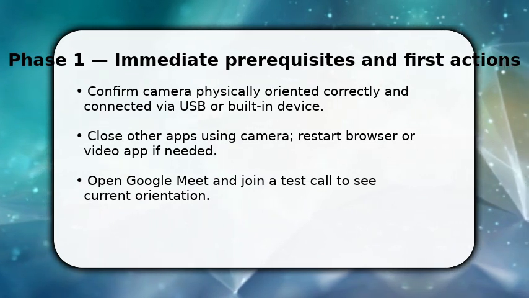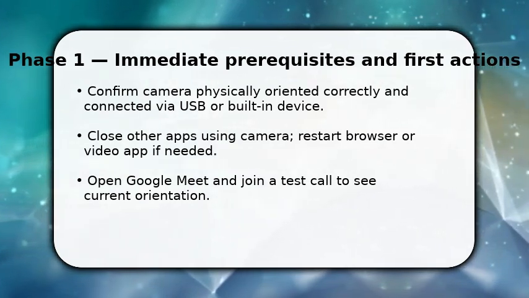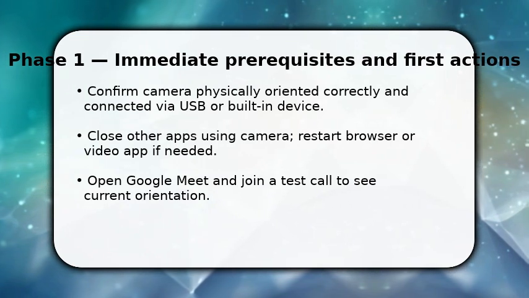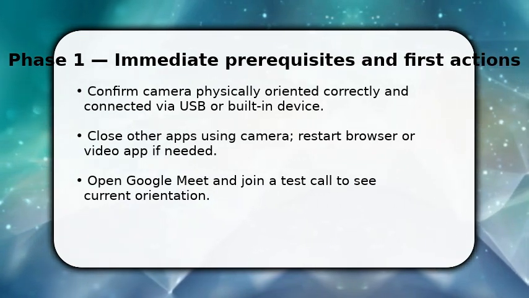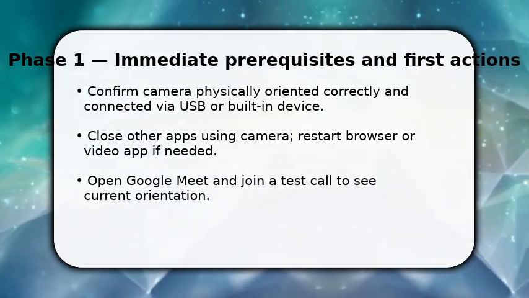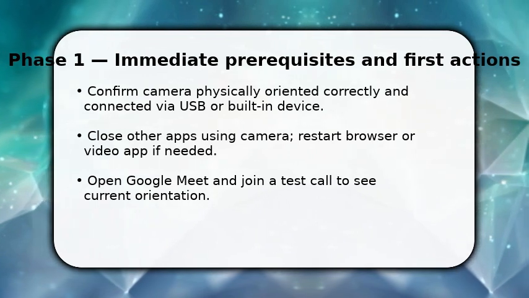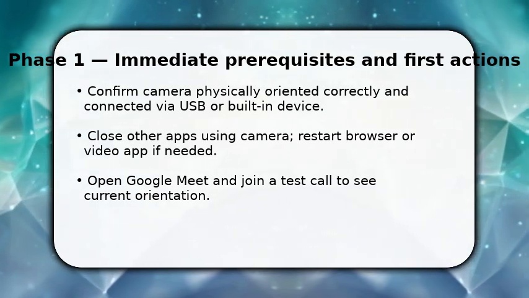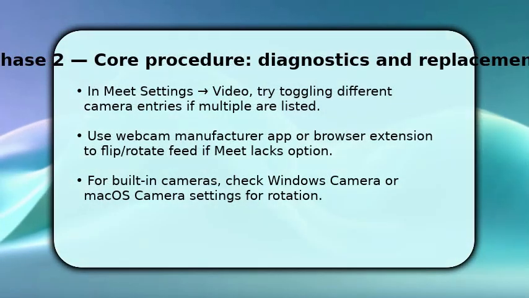This is where orientation controls live. If your camera has a hardware flip switch, use it now. Make sure to note the camera model name shown in Settings. You'll need it next. Once done with the preview, systematically try each camera option listed under Meet's video settings.